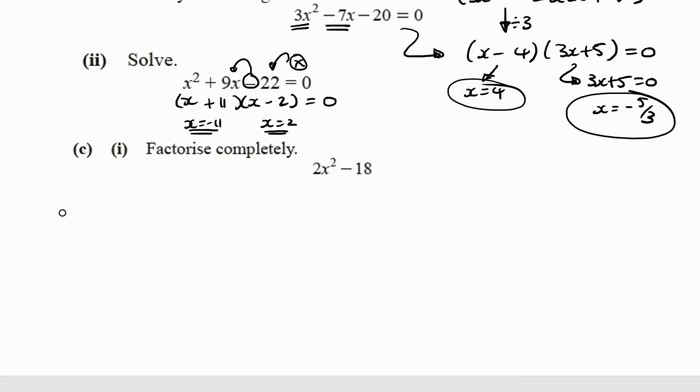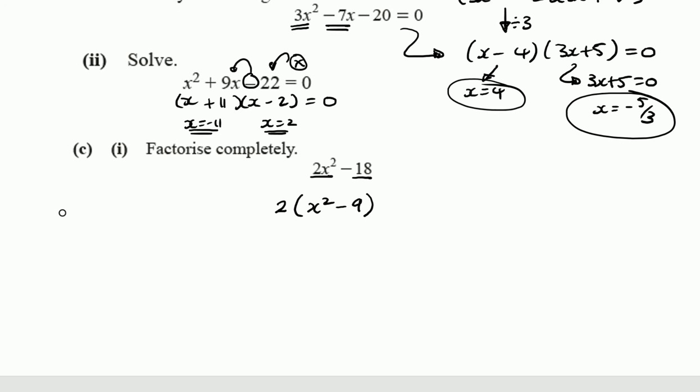Finally, we've got to factorise this thing completely. We might recognise at this stage that it's something to do with the difference of two squares, but I'm actually going to have to do this in a couple of stages. The first stage is noticing that both of these terms have a common factor of 2. So I'm going to factorise out a 2, which leaves x squared minus 9.